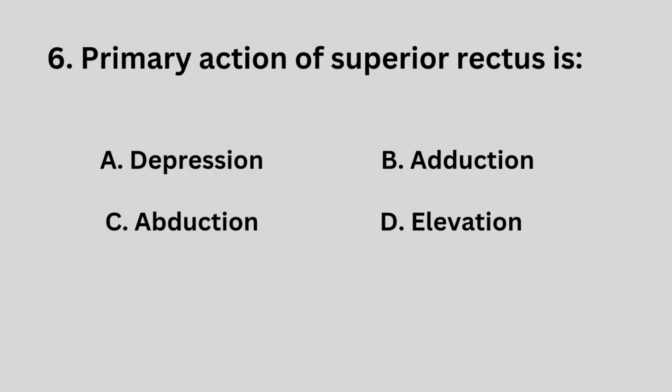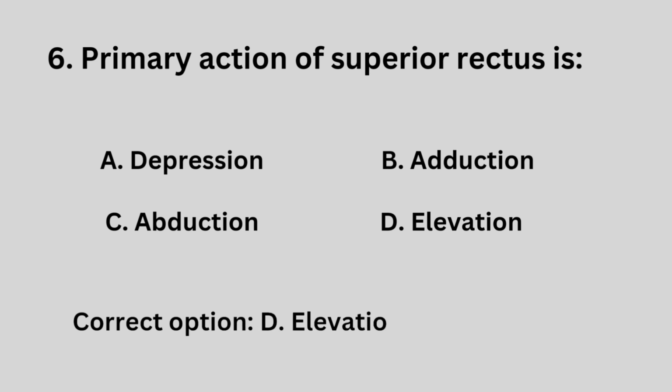Moving on to the sixth question. Primary action of superior rectus is. Option A depression, option B adduction, option C abduction, and option D elevation. The correct option is option D elevation.